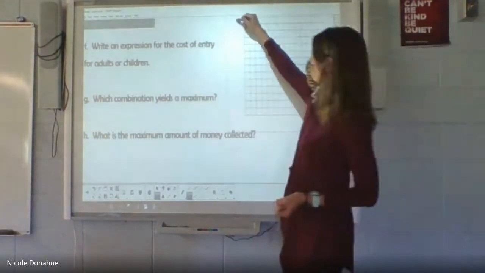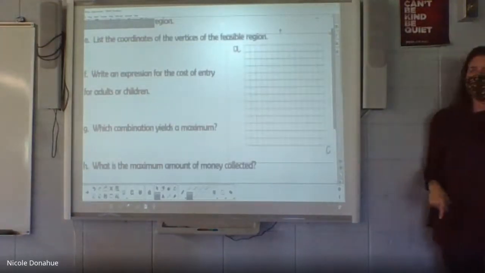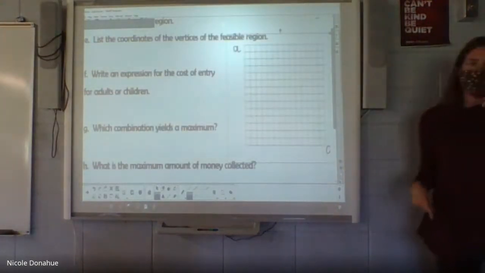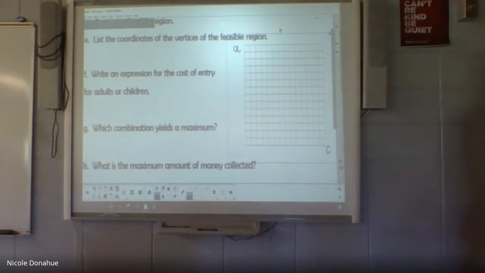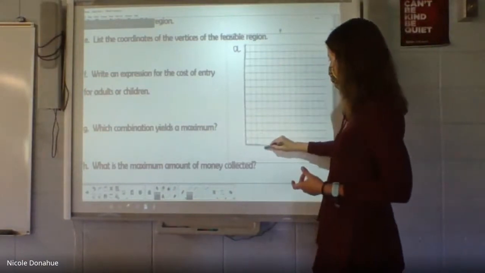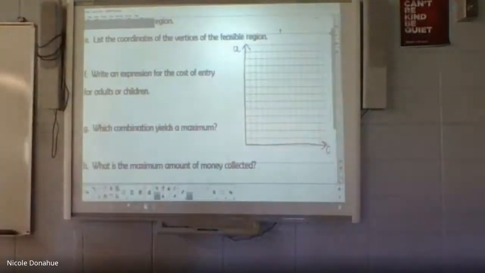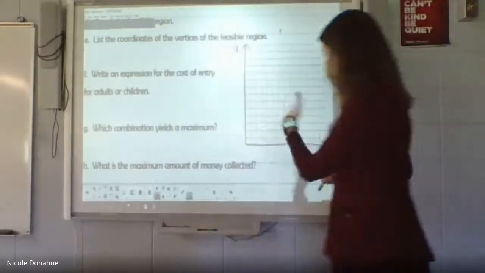And then the adults are gonna go up the side. Also straight. Okay, so adults and children. Now, do I need to include the zero, like the negative values? Probably not. So I'm gonna make this like an L-shaped graph, 'cause I don't need to know about negative adults or negative children.